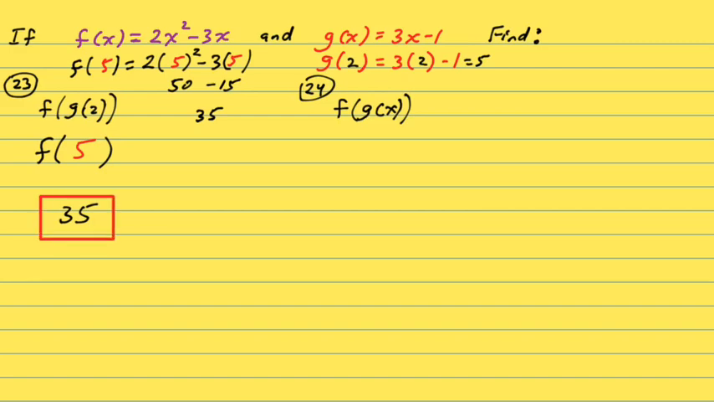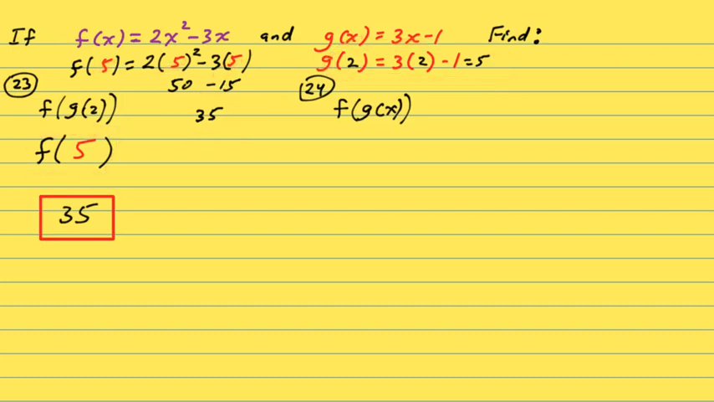Again, I found g of 2 first. G of 2, I put 2 in and I got a 5. Then I know that g of 2 is 5. Now I need f of 5. So I put 5 into the f function and got 35.